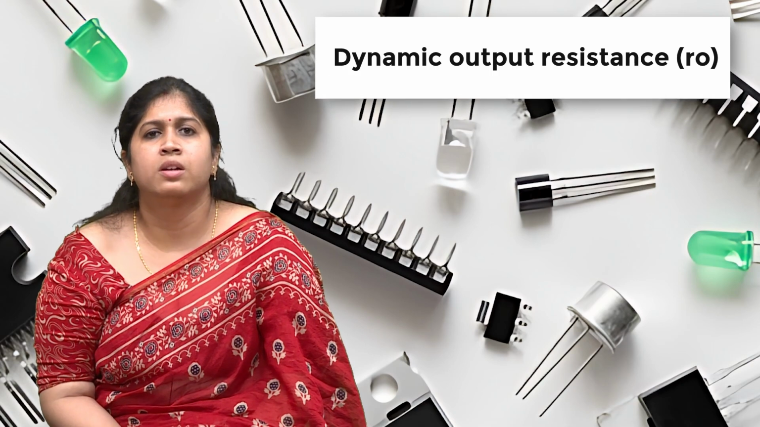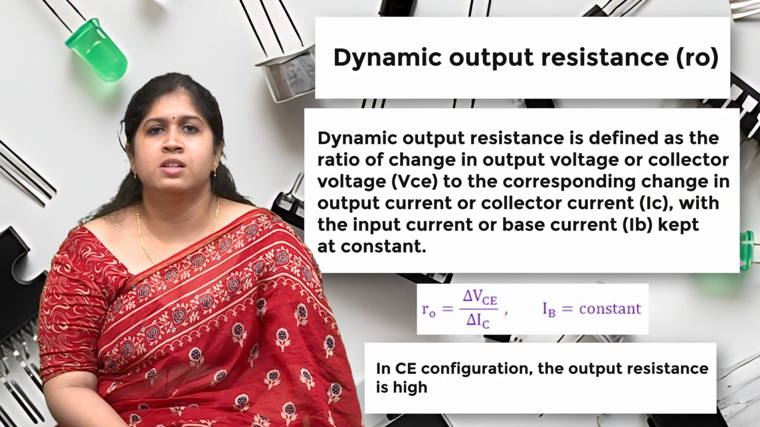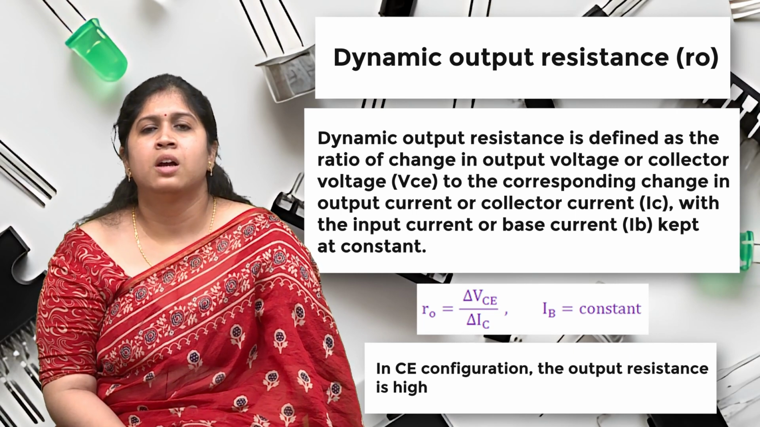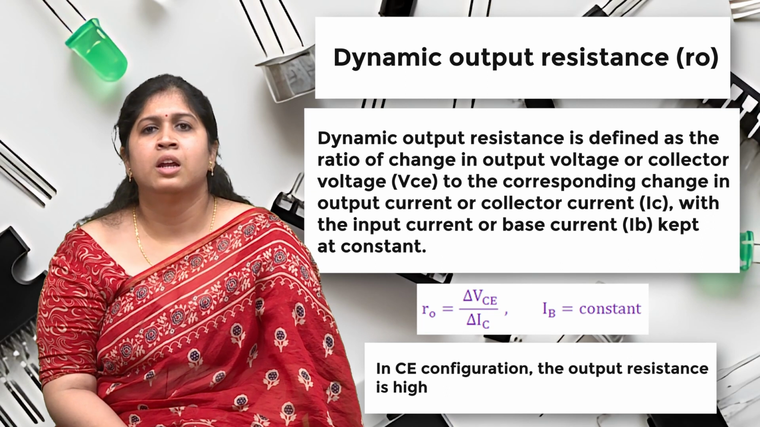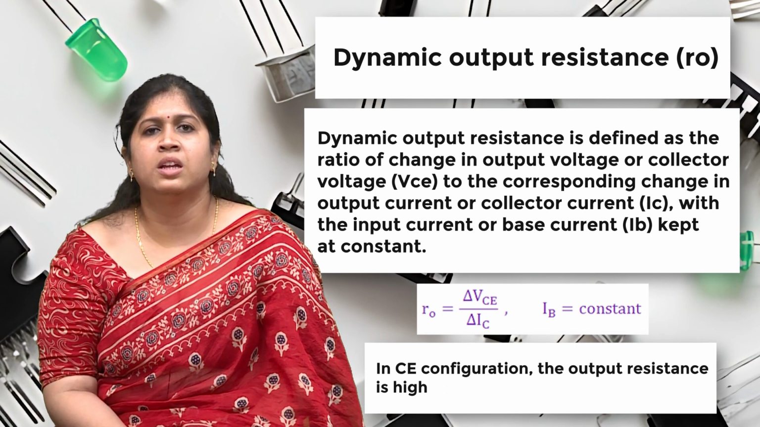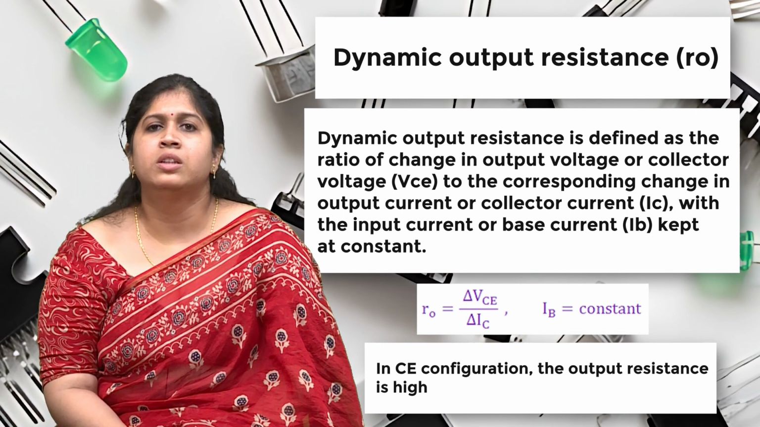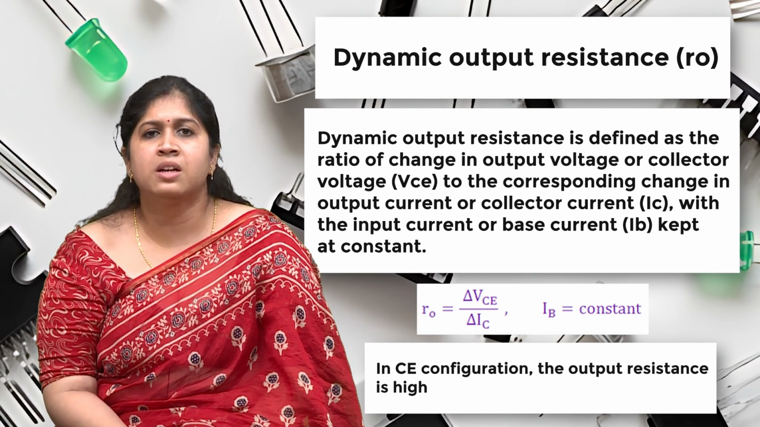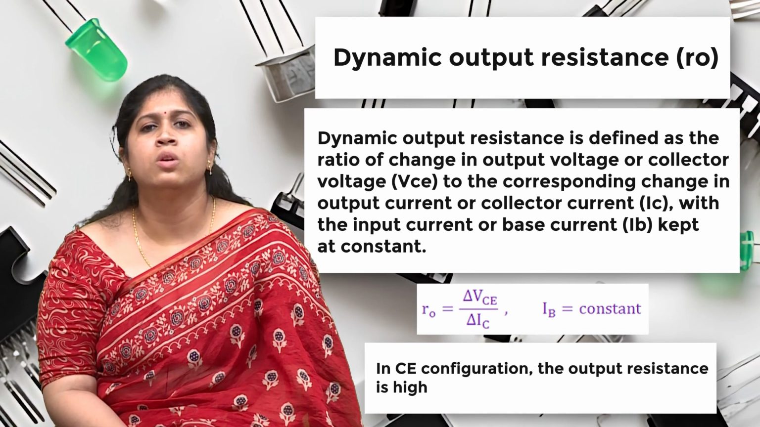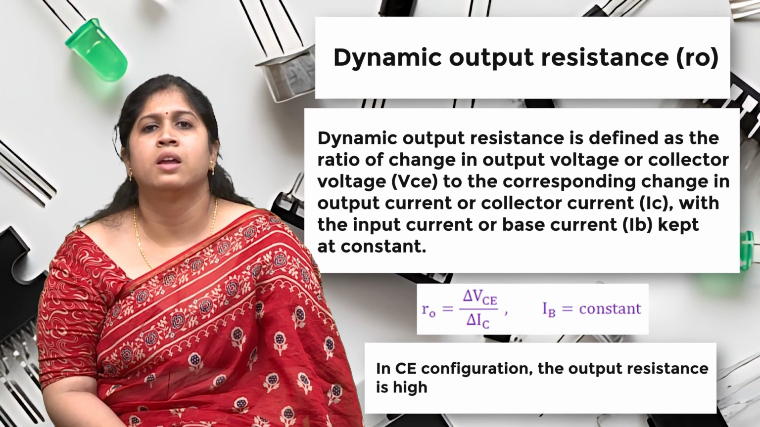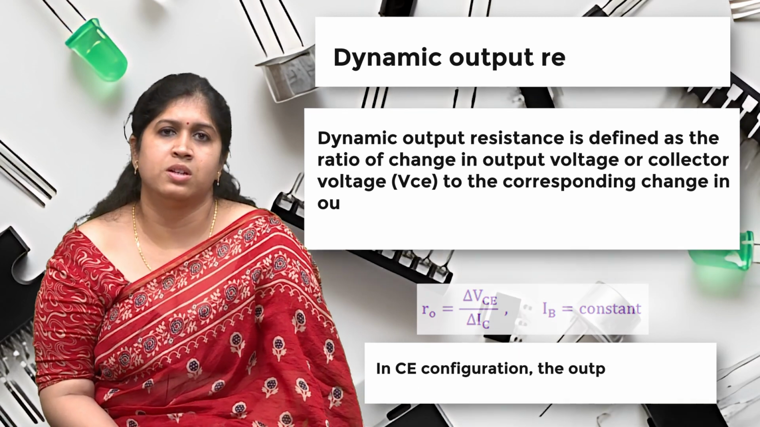Dynamic output resistance. Dynamic output resistance is defined as the ratio of change in output voltage or collector voltage VCE to the corresponding change in the output current or collector current IC, with the input current or base current IB kept constant. RO equals ΔVCE upon ΔIC. In CE configuration, the output resistance is high and IB is constant.